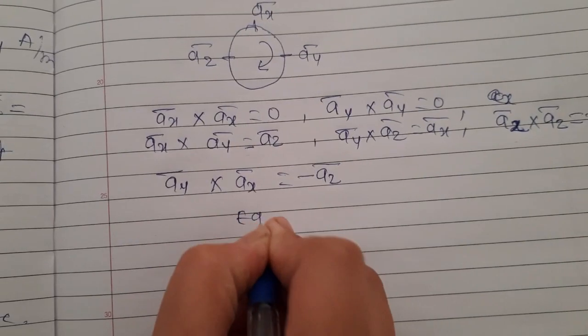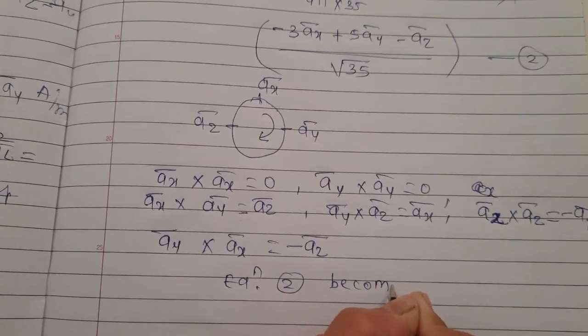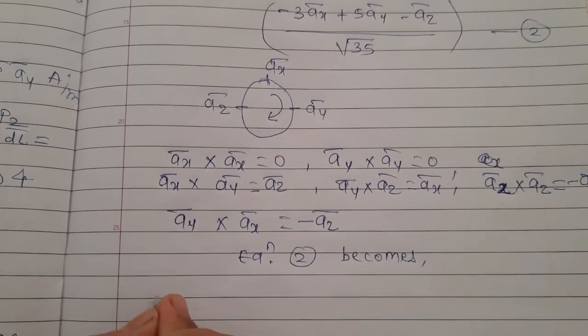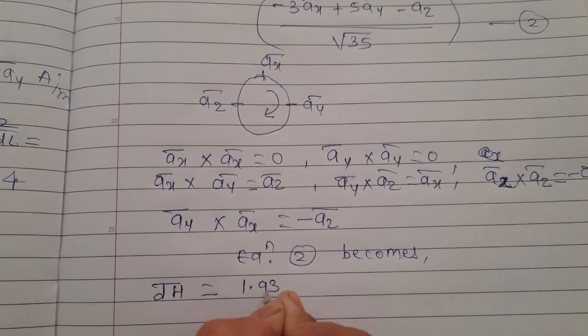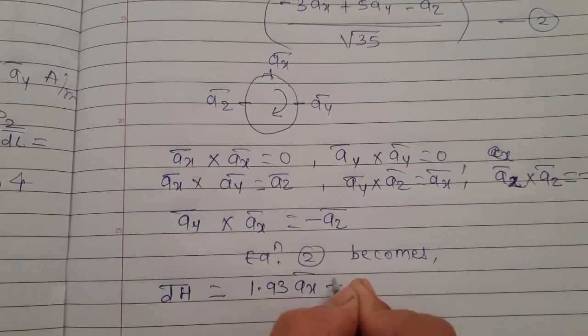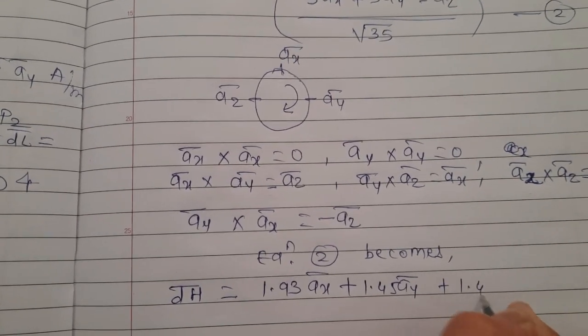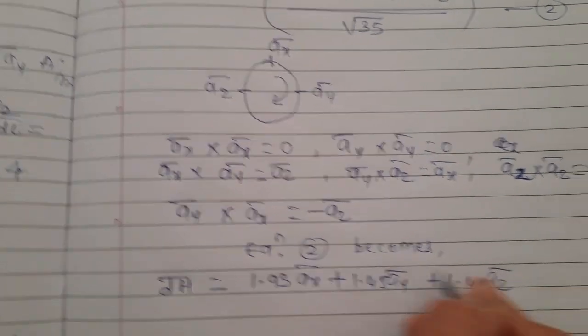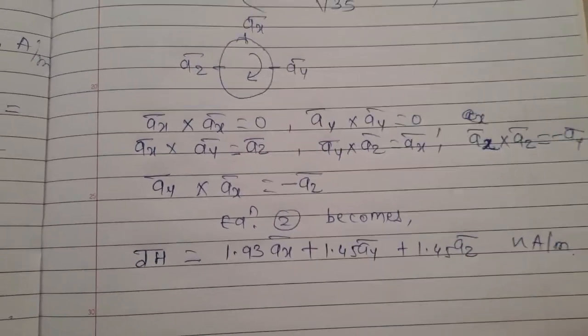So equation 2 becomes, we have to substitute these values in equation 2. So dH bar is equal to 1.93 ax bar plus 1.45 ay bar plus 1.45 az bar nanoampere per meter. This is the answer. Next problem of magnetic field intensity.